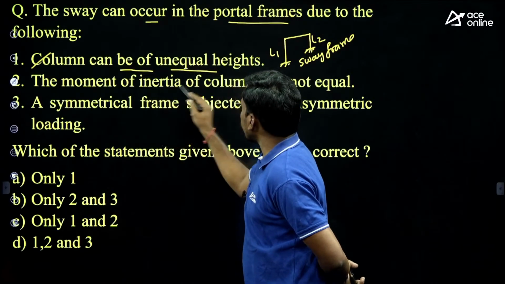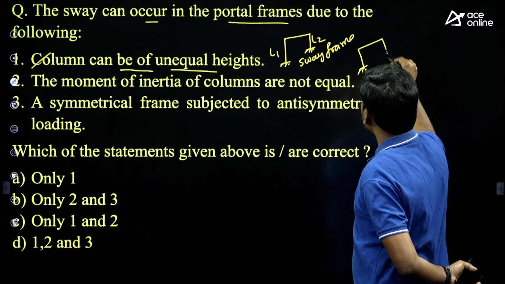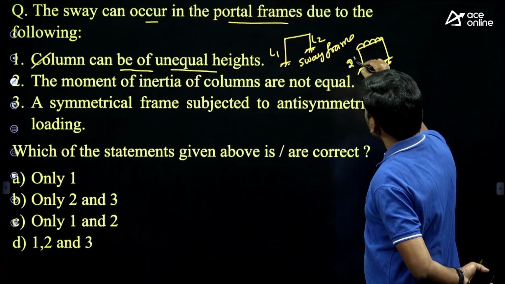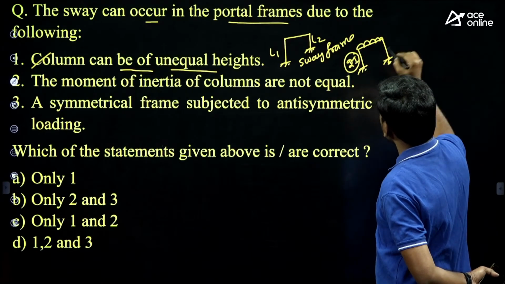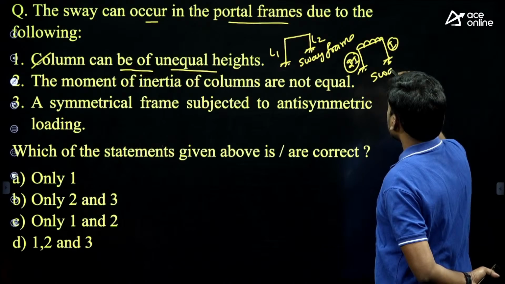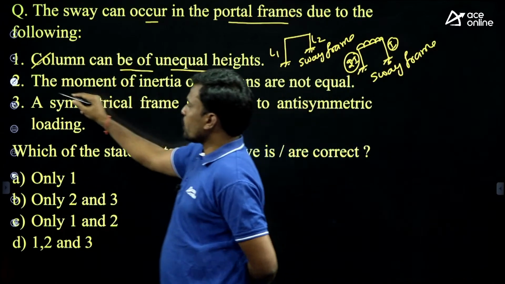And the moment of inertia of the columns are not equal. If the moments of inertia of the columns are not equal, it is also called sway. For example, the moment of inertia of the left column is 2I and the right column is I. So this is the sway frame. Then 2 is also correct.